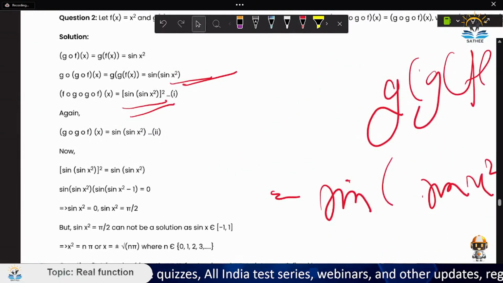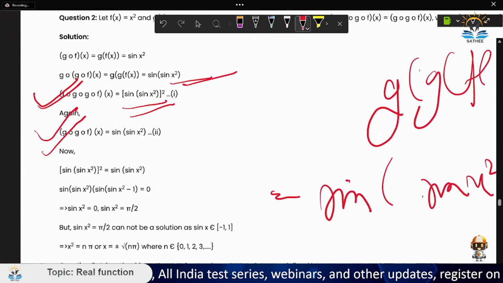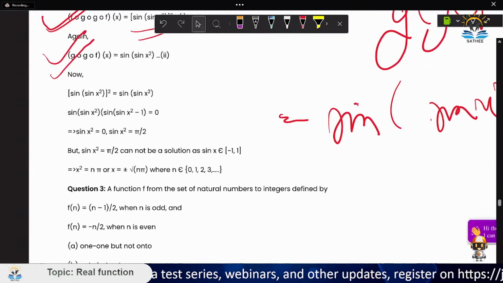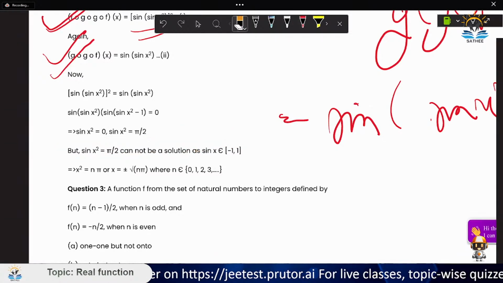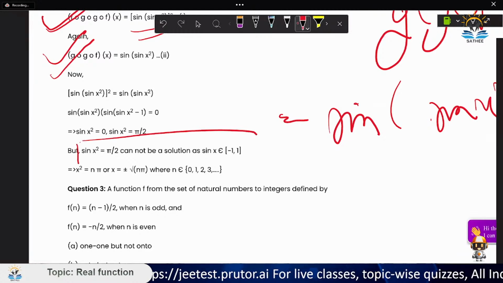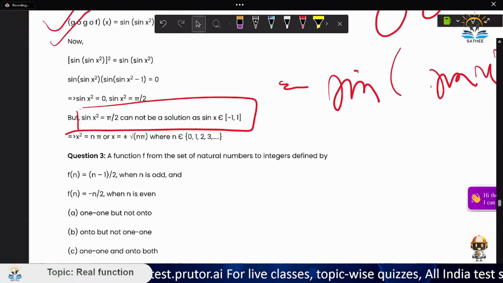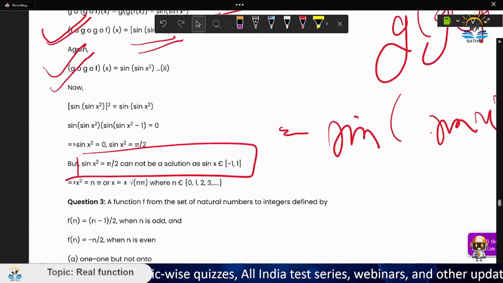So these are the two equations that we have to equate here. So let's equate these, and we can take out a single factor. We get sine x square is equal to 0 and sine x square is equal to pi by 2. This cannot be a solution because sine is always between -1 and 1. So sine x square equal to pi by 2 is not an option. What we are left with is sine x square is equal to 0, which gives us x square is equal to n pi, and then x is equal to root of plus minus n pi. That is so easy to solve.